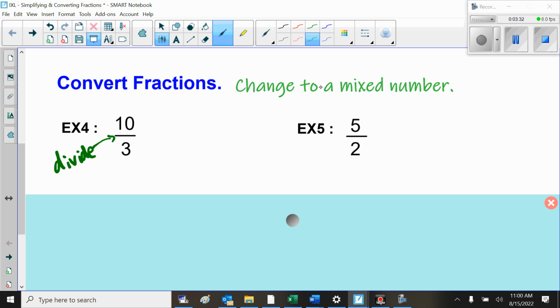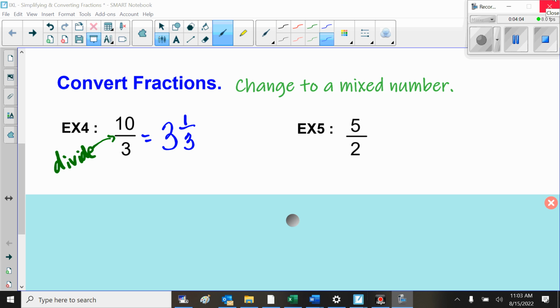So we just want to do the division. So we'll say to ourselves, how many times does 3 go into 10? 3 times. Goes in 3 times. So now, how much do I have left over? 1 left over. So that 1 becomes the numerator, and the denominator stays the same. So 10/3 is equal to 3 1/3.